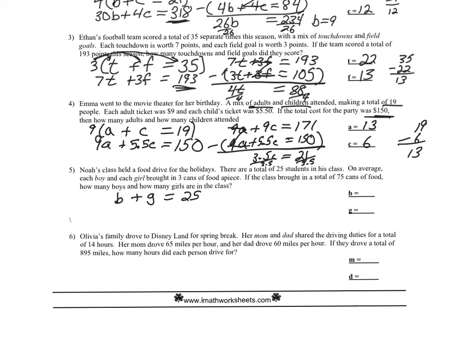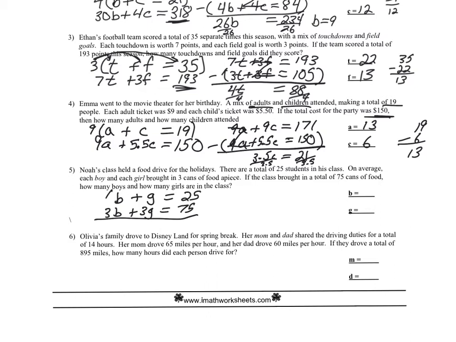This one's kind of a weird one. Each brought 3 cans in. So boys times 3 and the girls times 3. And the total is 75. Okay? And we're asked to find out how many boys and how many girls are in the class.